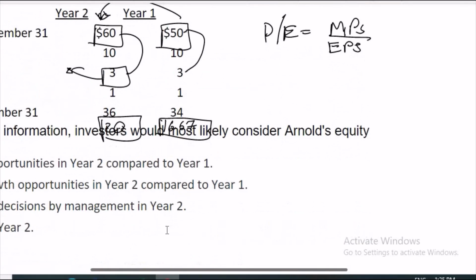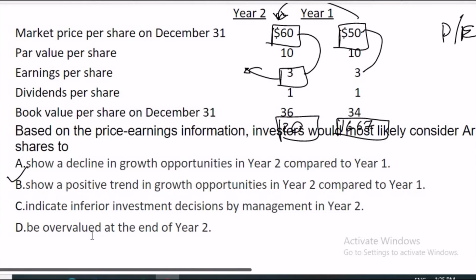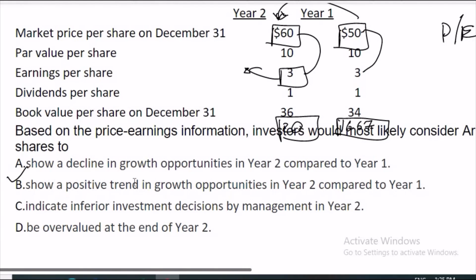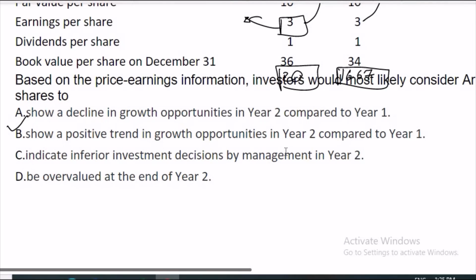So which is the greater? Year 2. A business investor would likely consider equal shareholders, so positive trend growth opportunity in year 2 compared to year 1. So I stop this here and I will continue the remaining portion in the second part.